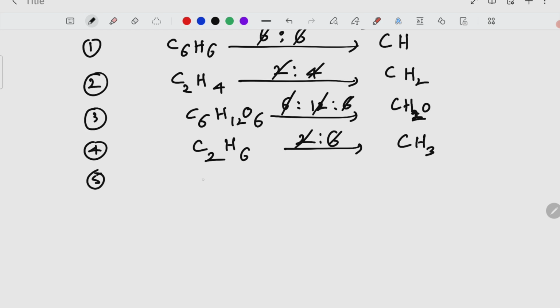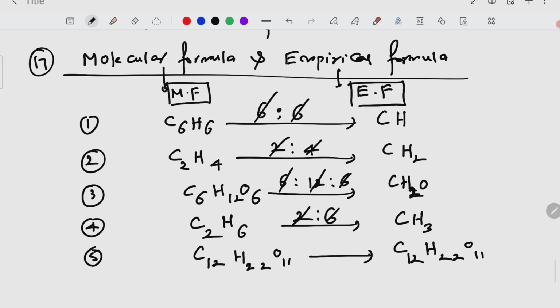Now you take sucrose, C12H22O11. Any chance of simplification here? Any 2 you can do, but not 3. There should be a common factor in all the 3 given elements. Any 2 you can simplify, but the others remain constant. That's why you cannot simplify here. As it is, we write C12H22O11. So one more molecular formula, empirical formula concept.